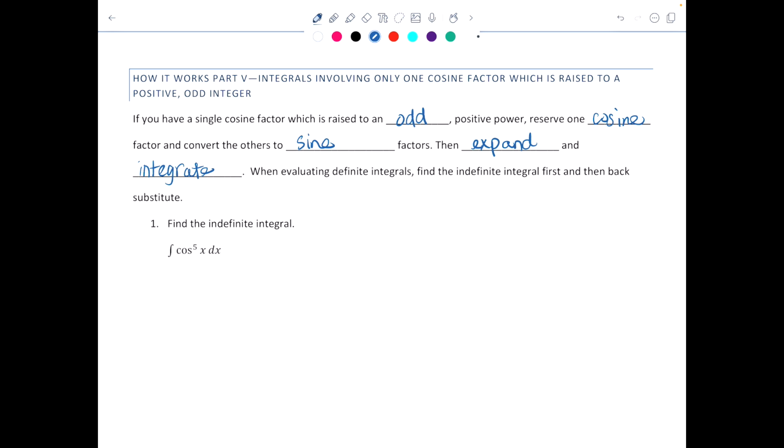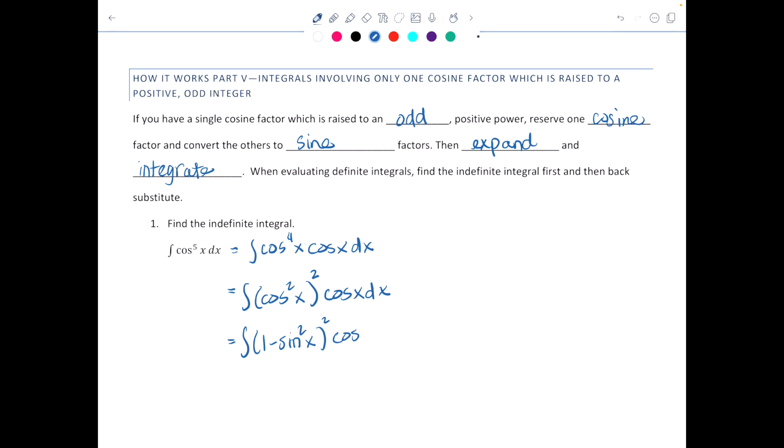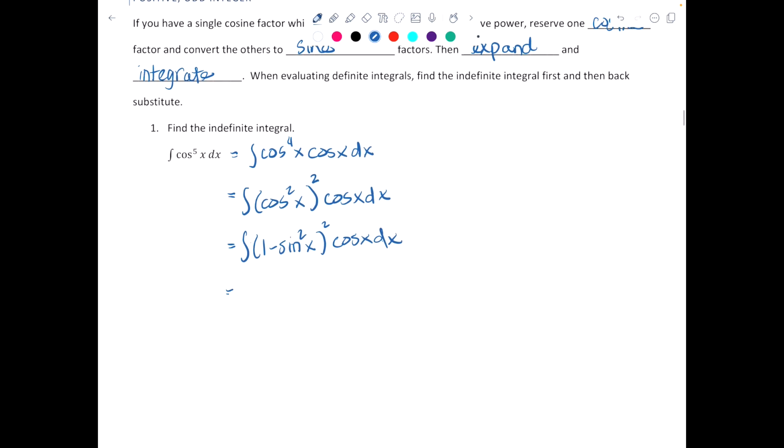All right, so here we go. This will end up being the integral of cosine at x to the fourth times cosine at x dx, which is the integral of cosine squared at x squared times cosine at x dx. You got this, I promise. Which will be changing into sine factors: 1 minus sine squared at x, the quantity squared, times cosine at x dx. And then expanding out this part will be 1 minus 2 of these sine squared at x's plus sine at x to the fourth times cosine at x dx.